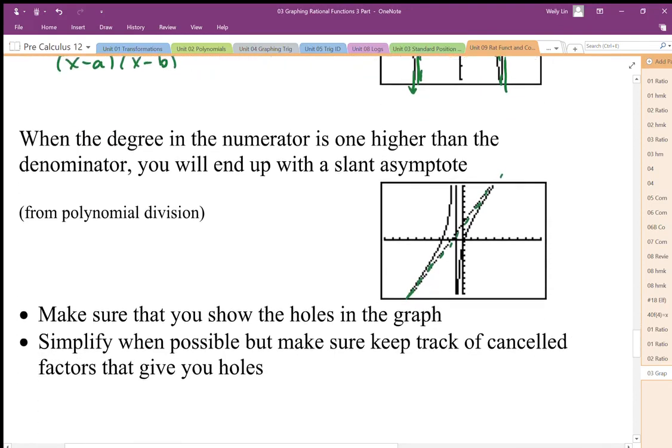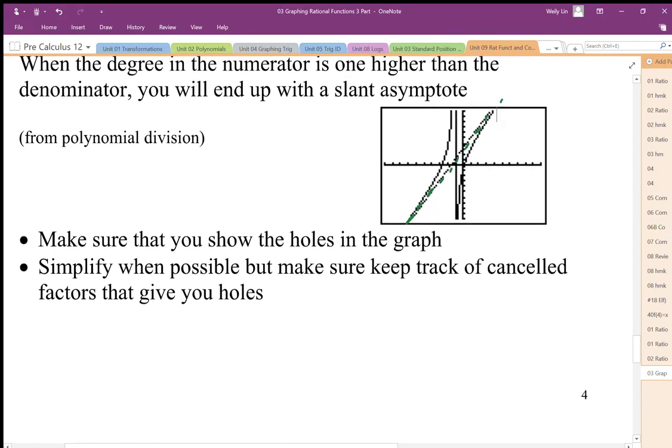So make sure that we show the holes in the graph, simplify when possible, and make sure you're keeping track of the cancelled factors, because those are the ones that give you holes.